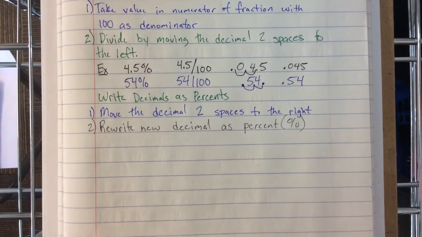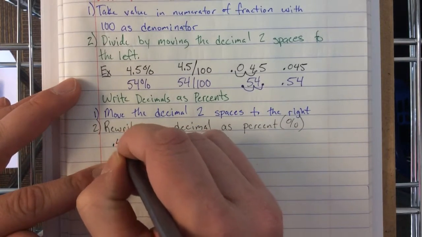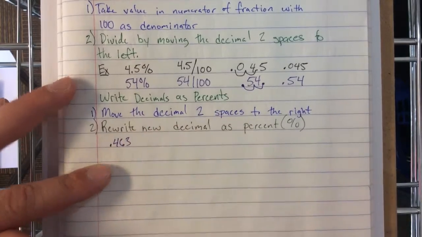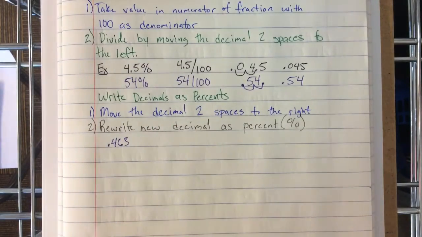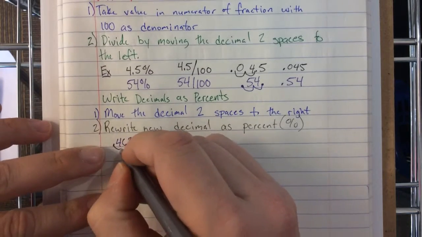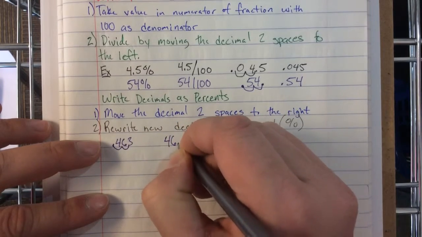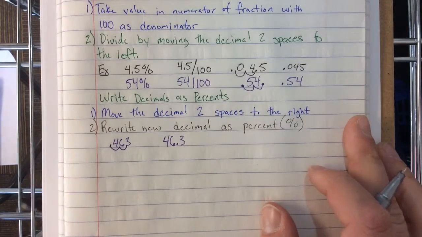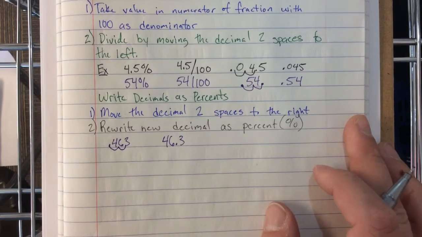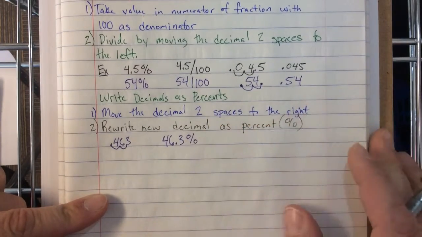So let's say we had 0.463 as our example. Step 1 says what? We're going to move our decimal 2 spaces to the right, which will now give us 46.3. And what do we need to remind ourselves to do? We need to write it as a percent.